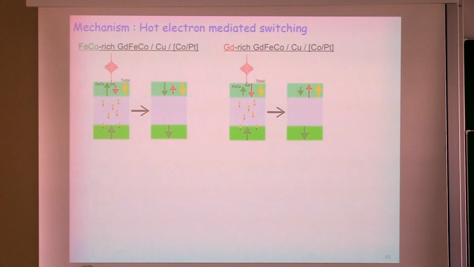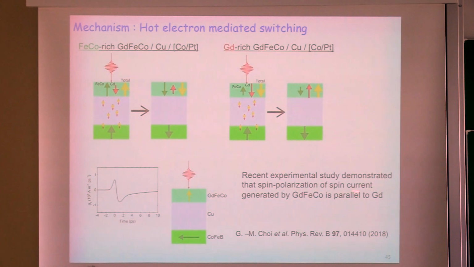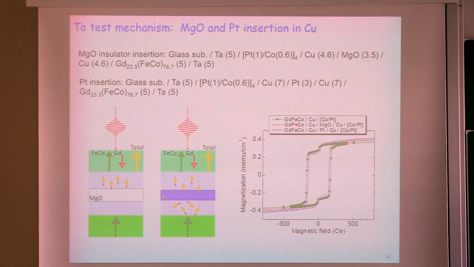And so basically our understanding is that we also have hot electrons that mediate the switching, and that those hot electrons are polarized by the gadolinium. This would be in accord with what has been published also this year, showing that the spin current is polarized by the gadolinium. In order to make sure that this is really mediated by the hot electrons, we inserted some MgO inside the copper in order to block those hot electrons. We also inserted some platinum in order to depolarize them.